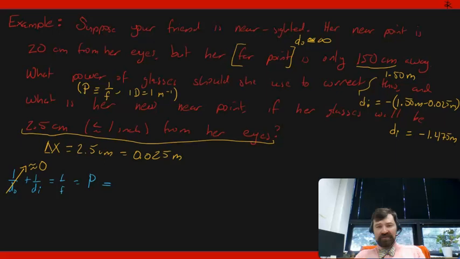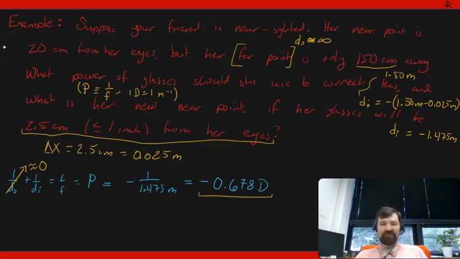That means that the power is just equal to negative 1 over 1.475 meters, and that is equal to about negative 0.67796. So let's call that negative 0.678 diopters. So that is basically the power of the lens that we need.